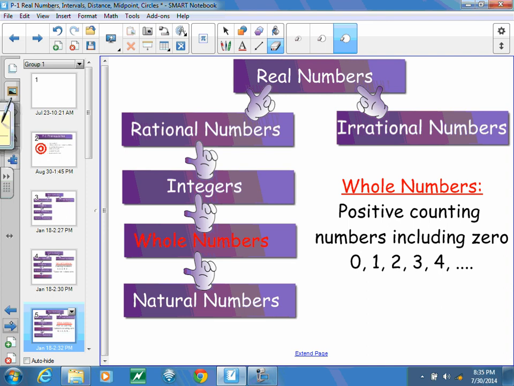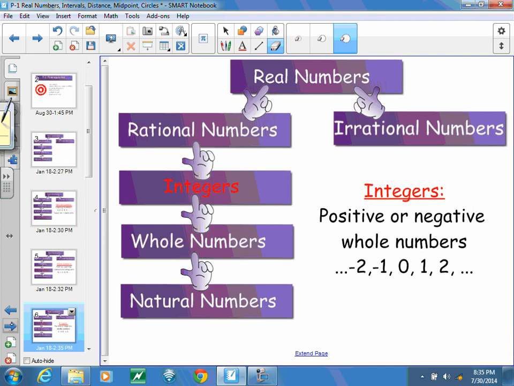Next, you got into elementary school, and they started talking about negative numbers. And those are including our integers. So positive or negative whole numbers are integers. Notice that there are no fractions, there are no decimals. Everything here is a whole number, but you're including the positives and the negatives also along with 0.